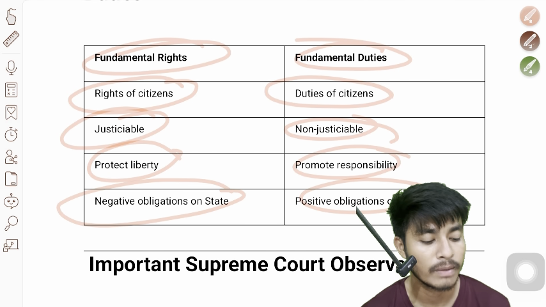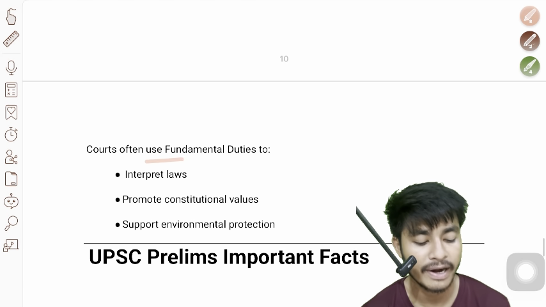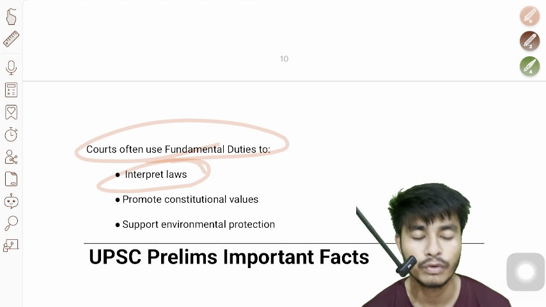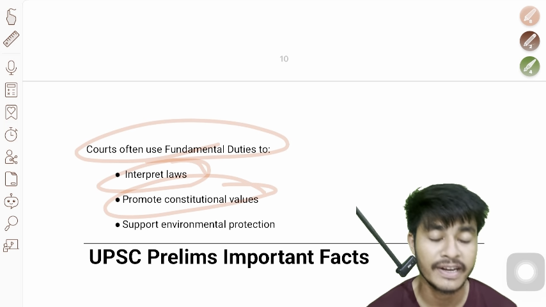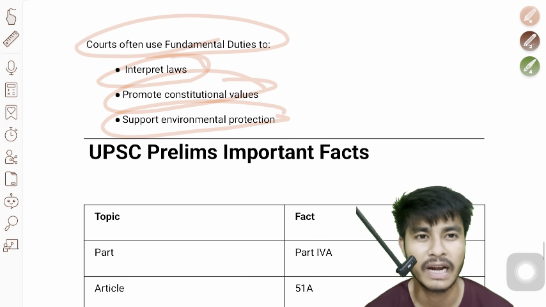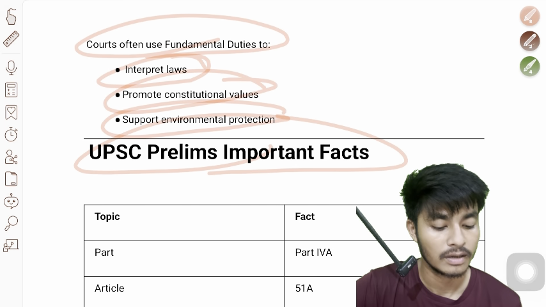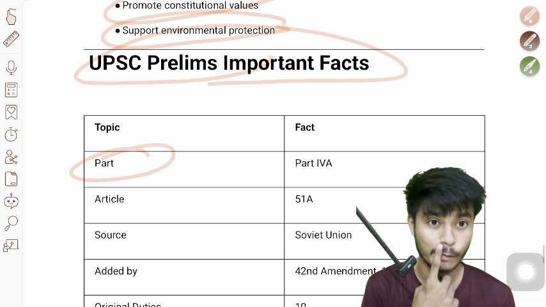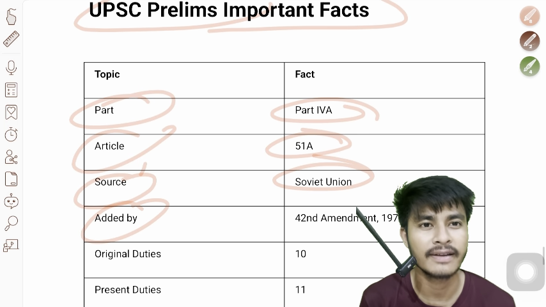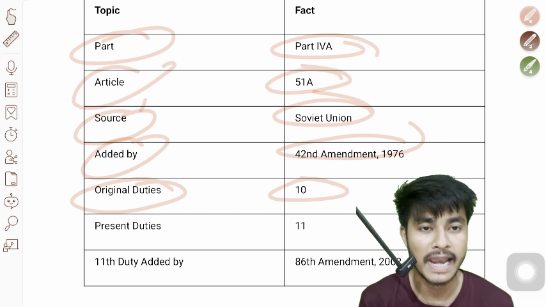So important Supreme Court observations. Courts often use fundamental duties to interpret laws, promote constitutional values, and third one is support environmental protection. So we'll move to the UPSC prelims important facts. Topic: Part 4A, Article 51A, source Soviet Union, added by the 46th Amendment Act 1976. Original duties were 10 and present duties are 11.